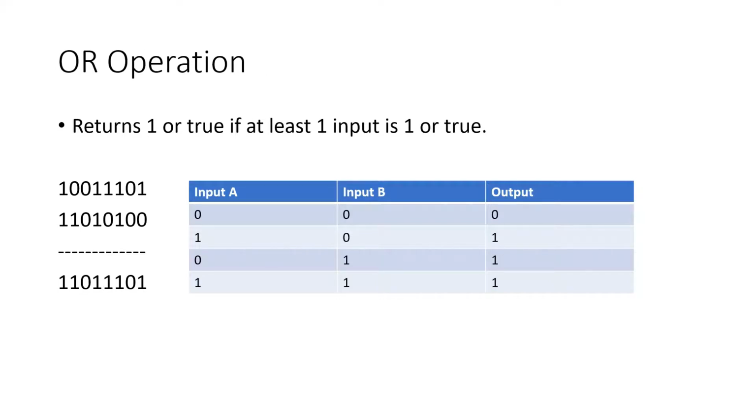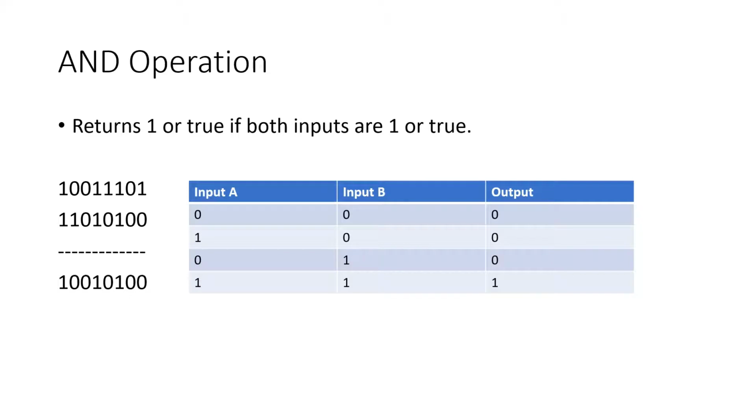The OR operation has a little bit more nuance to it. If any of the inputs are true, then the output is true. And you can see over on the left there, you have significantly more ones than you did in the previous one.